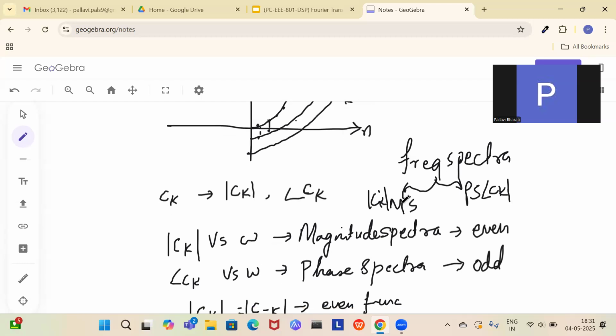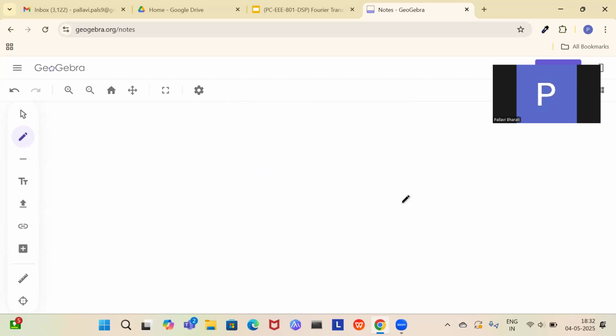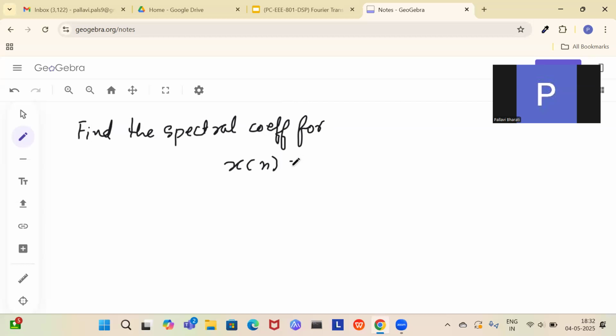Now let's go and do some actual questions. What can be the questions over here is, find the spectral coefficients. So the first question that we will be doing is, find the spectral coefficients for xn is equal to cos pi n by 4.